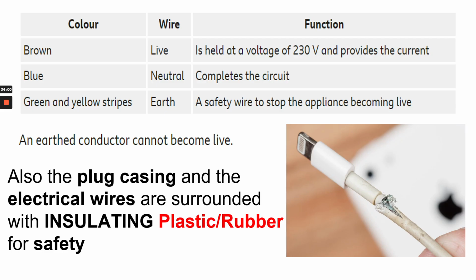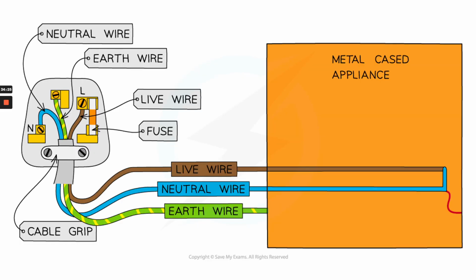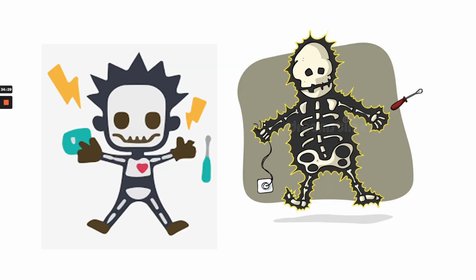So here's an example here. As you can see, it's frayed, this charger wire. If it gets frayed, get a new one because you are now exposing yourself to the current. The insulator is gone. So if the live wire touches the surface of a device with a metallic casing, look at the toaster, metallic casing, microwave, metallic casing, the earth wire grounds the charge, preventing a dangerous buildup. So it can be used with metal cased appliances and it stops you getting electrocuted.